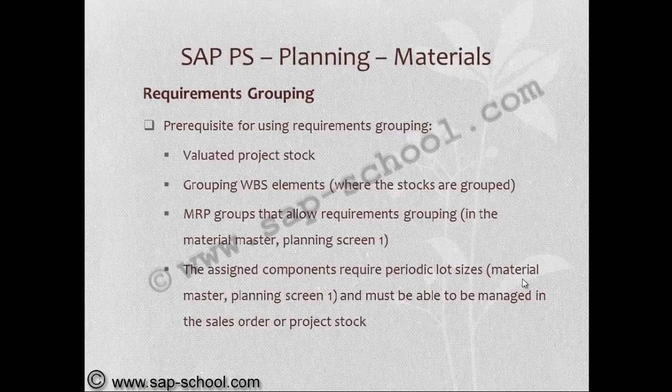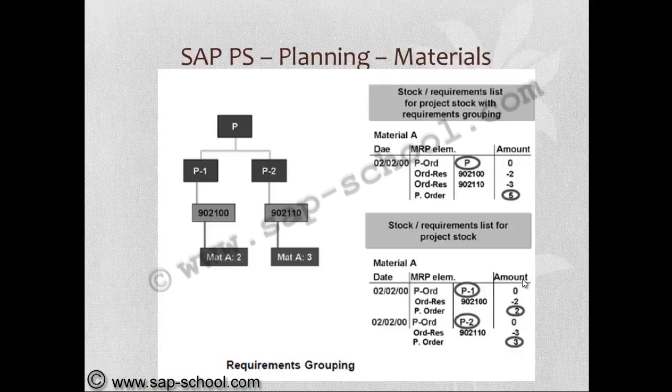Prerequisites for using requirements grouping: evaluated project stock, grouping WBS elements, and MRP groups that allow requirements grouping. The assigned components require periodic lot size and must be able to be managed in the sales order or project stock. So these are some prerequisites for requirements grouping.